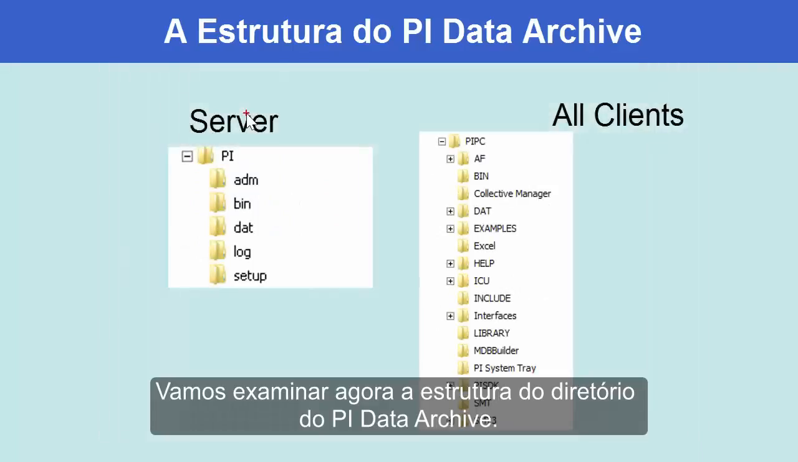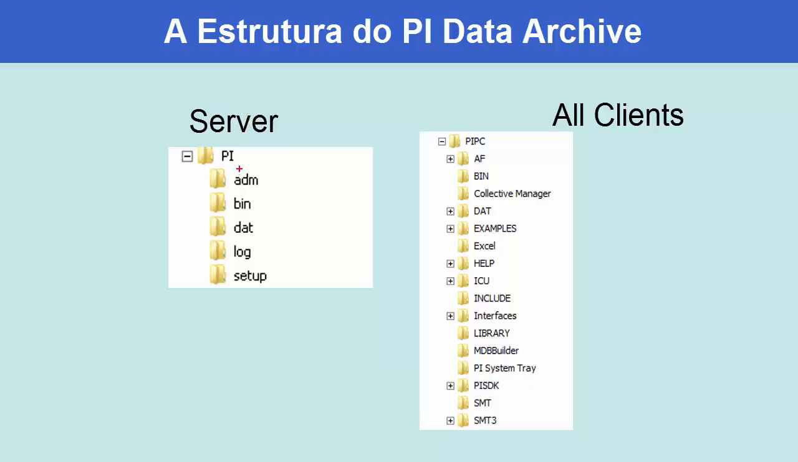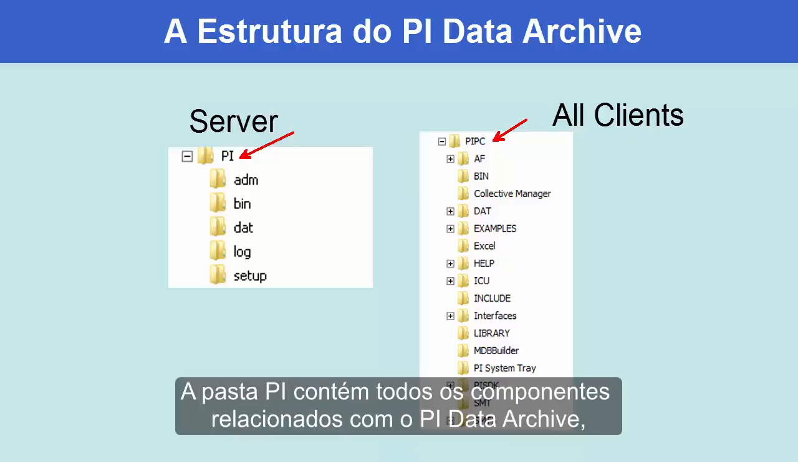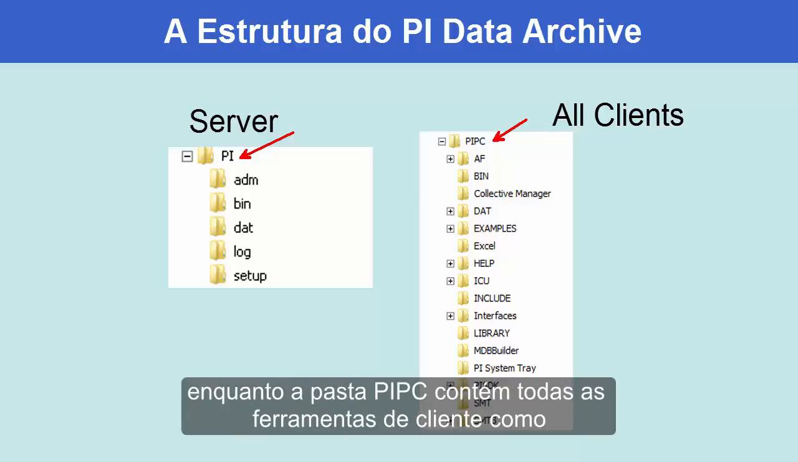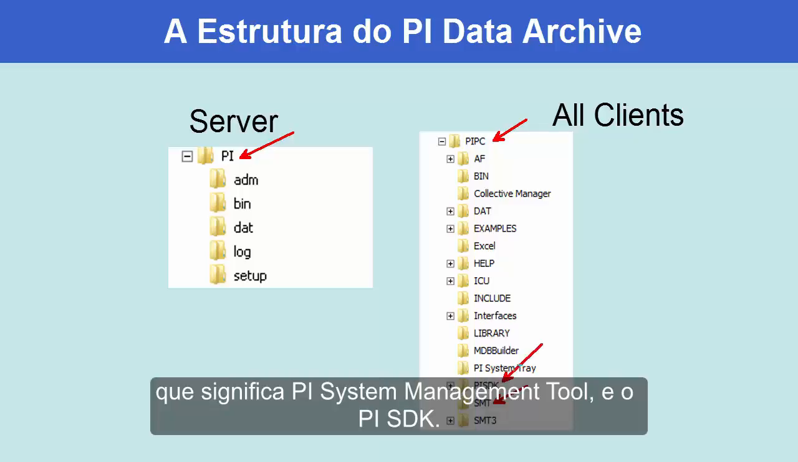Now let's examine the directory structure for the PyData archive. In general, there are two folder locations that contain all Py-related components. They are Py and PyPC. The Py folder contains all components related to the PyData archive, whereas the PyPC folder contains all client-side tools such as PySMT, which stands for Pi System Management Tool, PySDK, to name a few.